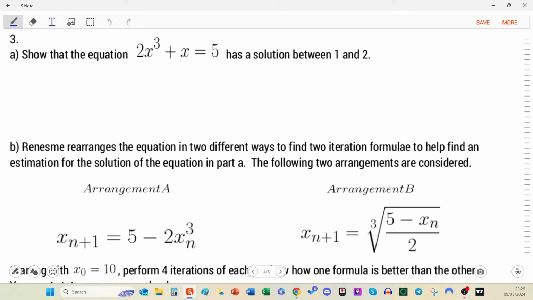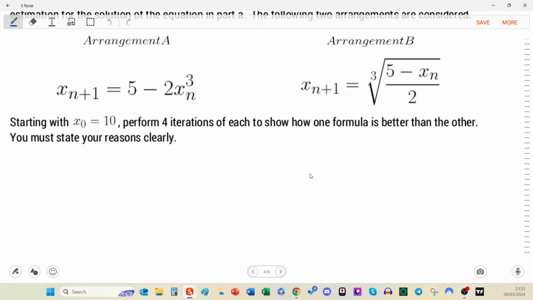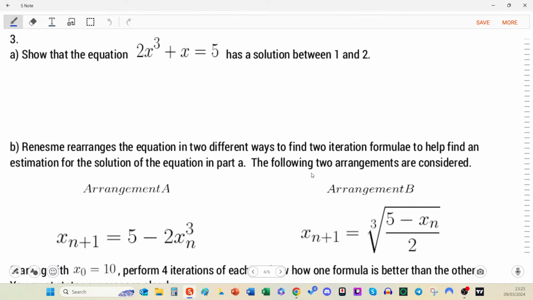All right. So show that this is a type of question that comes from iteration. Oh dear. Anomaly on the screen. Well, let's hope it sorts itself out later. Don't think you could see it, so that's really good. Show that the equation 2x cubed plus x equals 5 has a solution between 1 and 2.